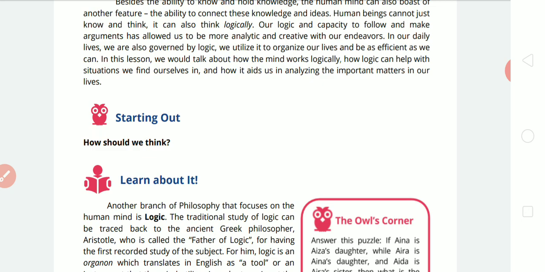Now, another branch of philosophy that focuses on the human mind is logic. Kining logic, class, is of course another branch of philosophy nga iyang gina-deal is all about our human mind, our mental processes, or our cognitive abilities and so on.